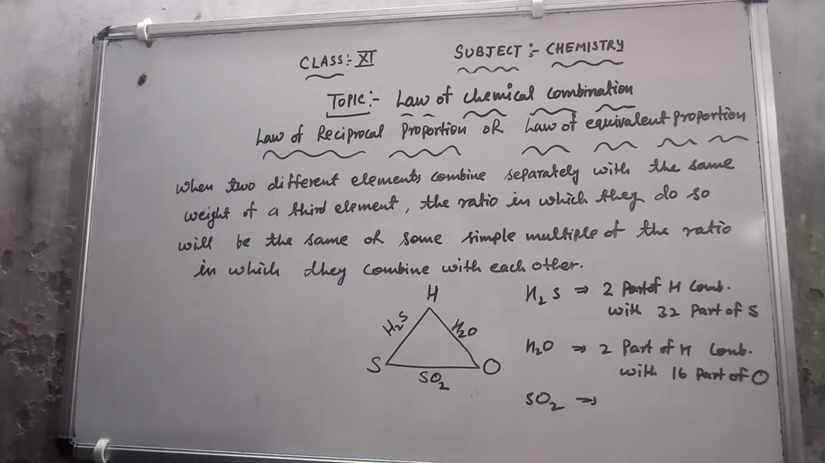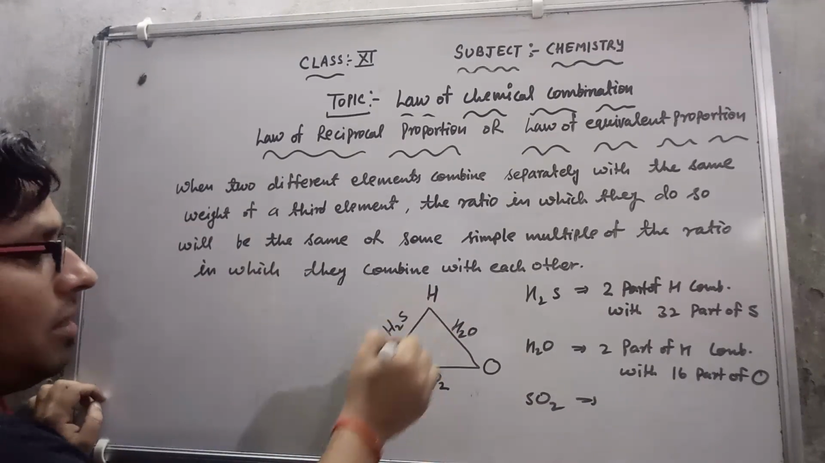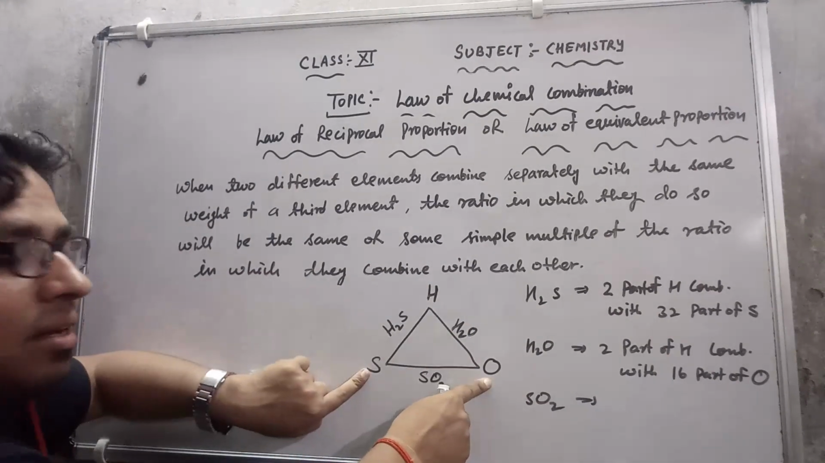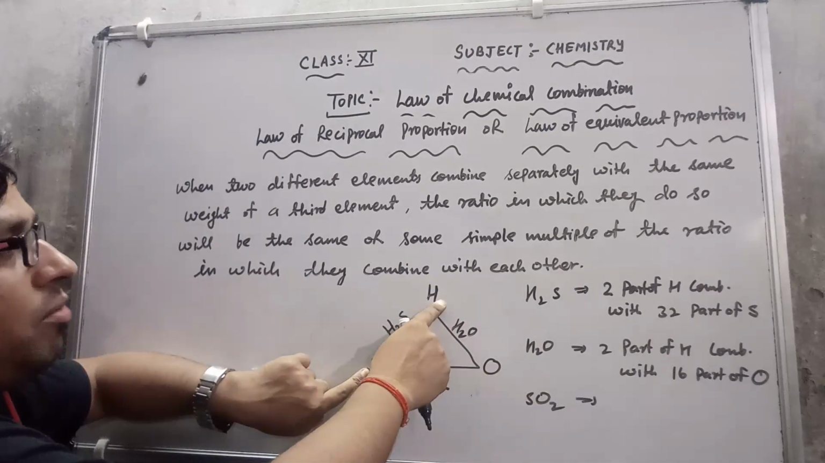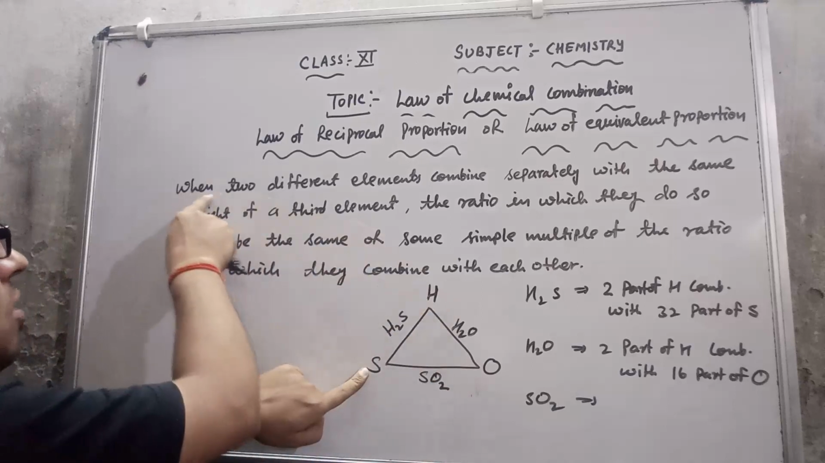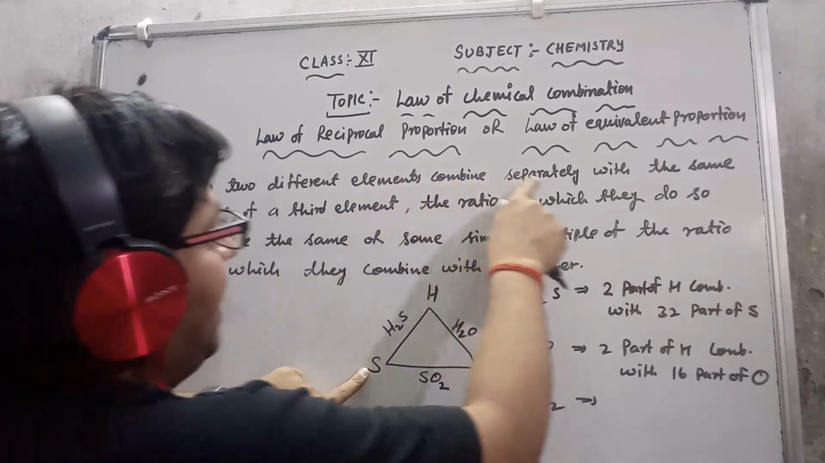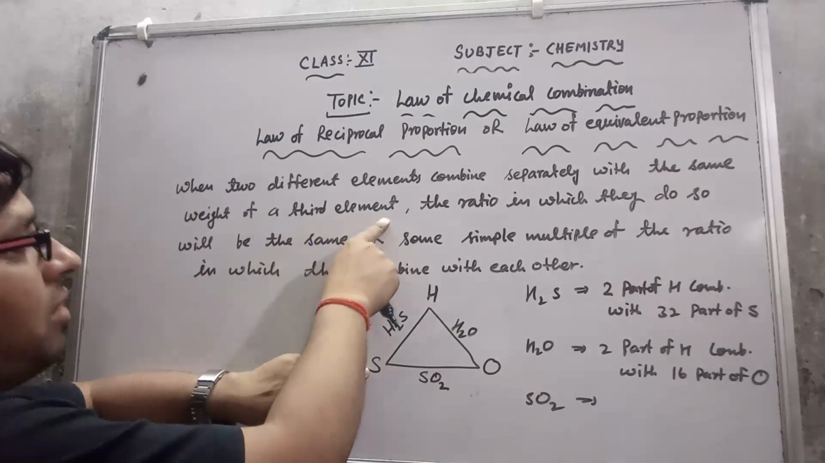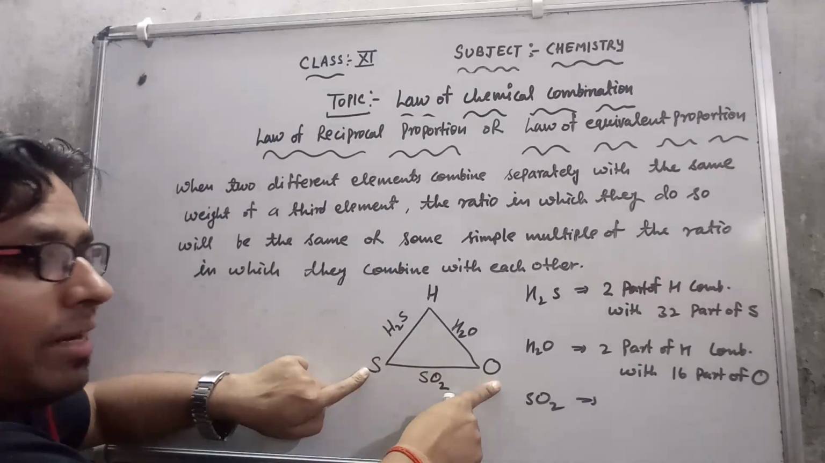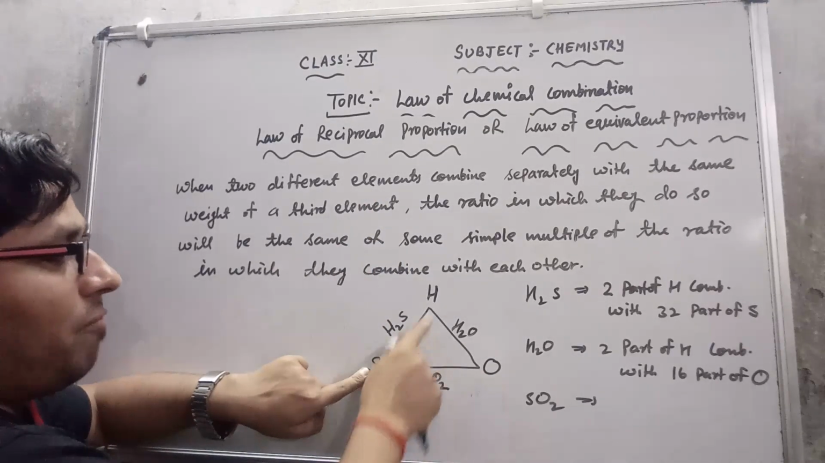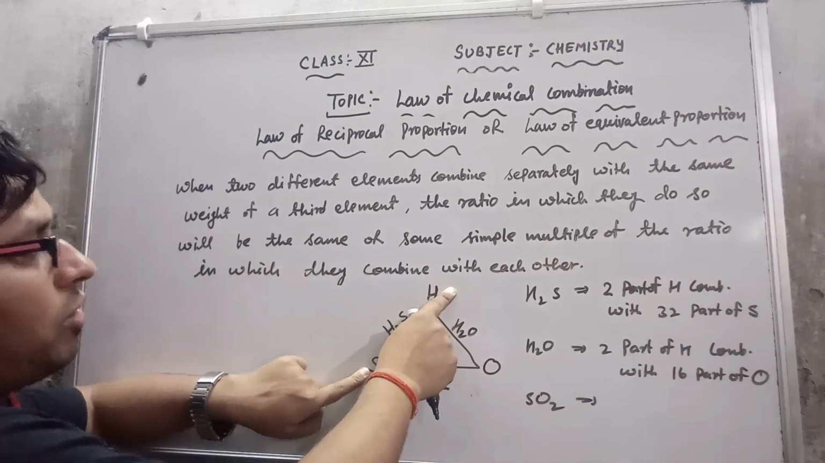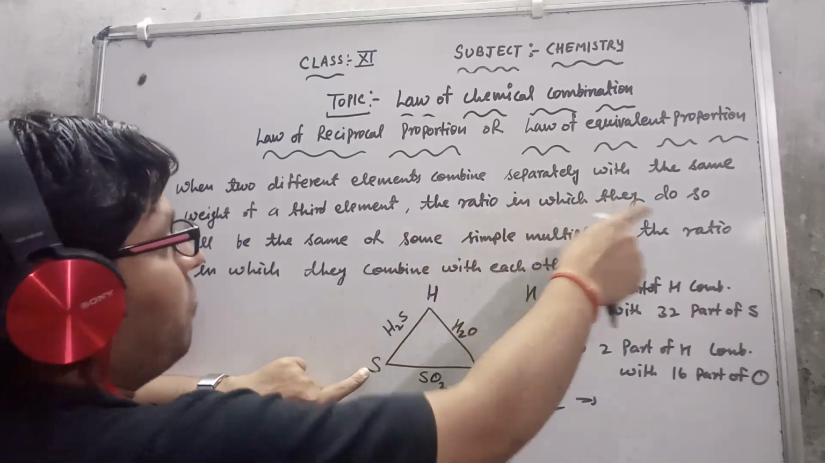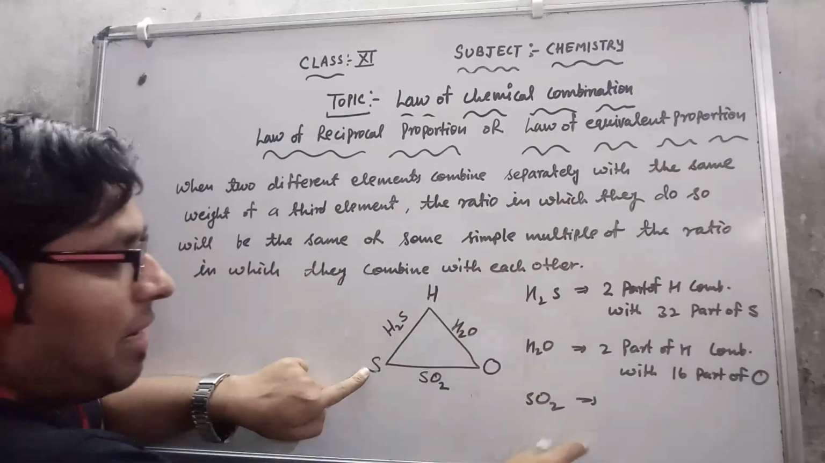Because these are sulfur and oxygen, two different elements, they are combined with the same element, hydrogen. Whatever they have said, when two different elements combine separately with the same weight of a third element, here sulfur and oxygen with hydrogen, first of all, what is the ratio?